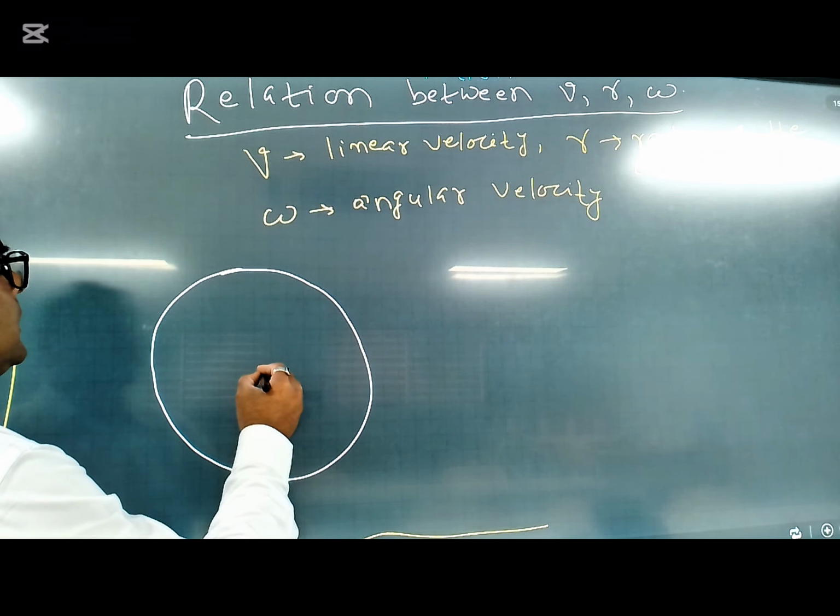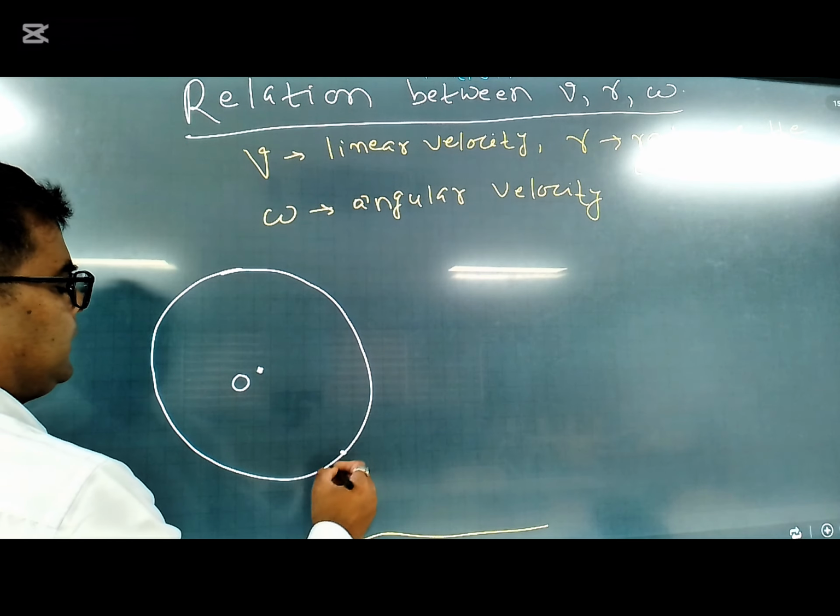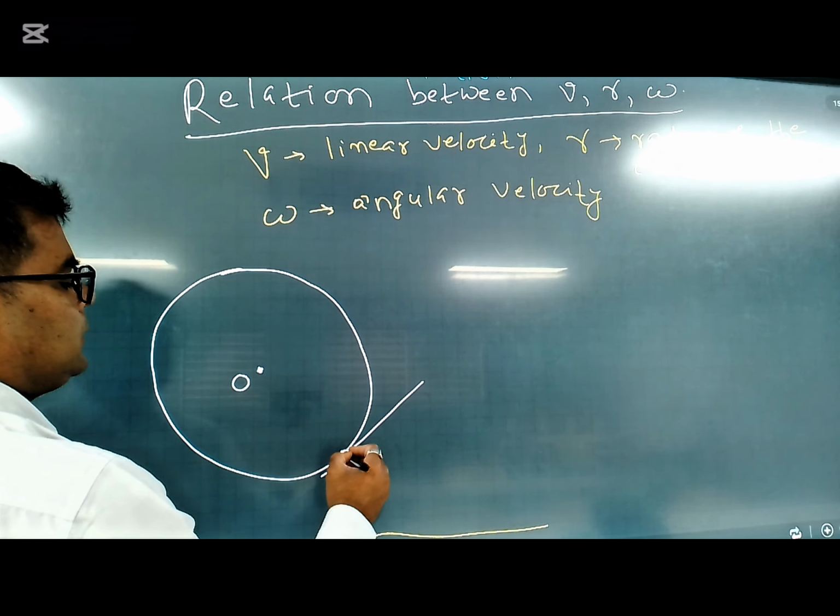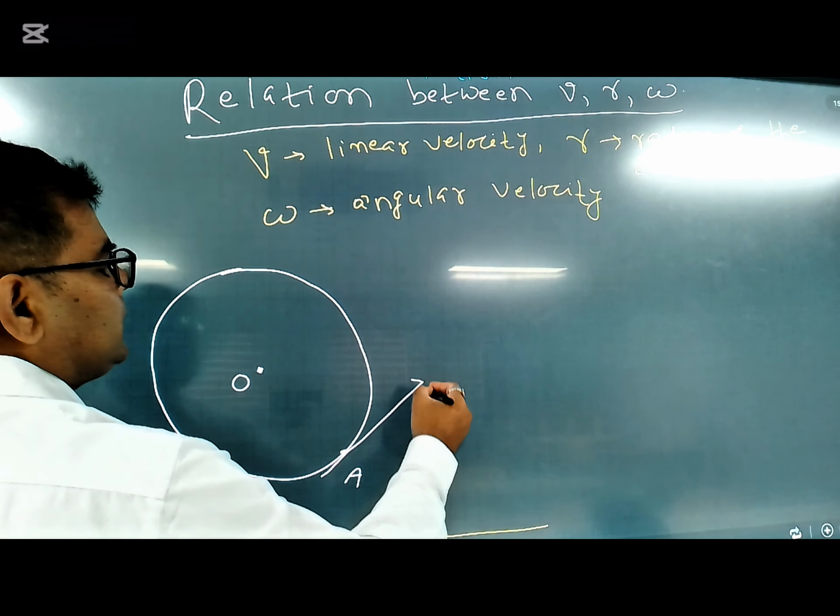Let's suppose that this is the center of a circle. You can call this O, and one particle is at position A and it is moving in this direction with a speed V. Suppose this vector is the velocity vector, then this vector will be the tangent on this circle at point A. If you draw the line from here passing through the center, this is called the radius, and by geometry you know that the tangent and the radius are perpendicular, so this angle will be 90 degrees.